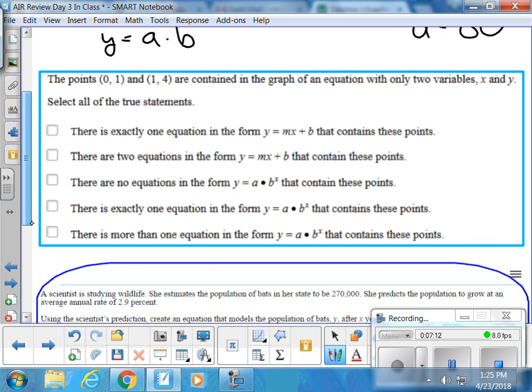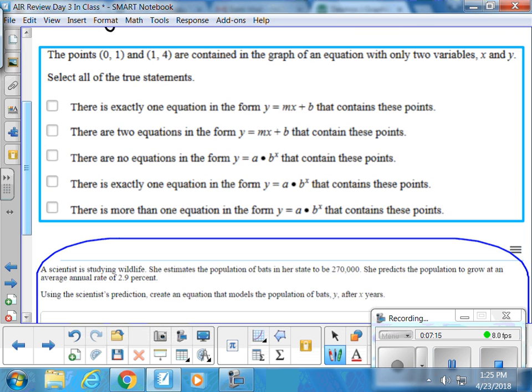The points (0, 1) and (1, 4) are contained in the graph of an equation with only 2 variables. So I went ahead and plotted these. (0, 1) was here. (1, 4) was here. And you have scrap paper on the test. You can use your scrap paper to do something like what I'm doing now. You can definitely use your pencil and write things down. All right, let's talk straight lines. How many straight lines do you think I could run through those 2 points? 1 or 2?